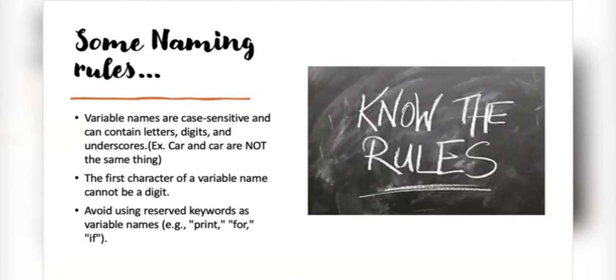The first character of a variable name cannot be a digit in Python. So your variable cannot be named like 0, 1, 2, 3, your name, for example. That will not work for Python. It will get confused. And avoid using keywords. For example, functions like print, for, and if. Those will cause an error because Python thinks you're trying to call the function rather than name a variable. So make sure to not use any functions as variable names.